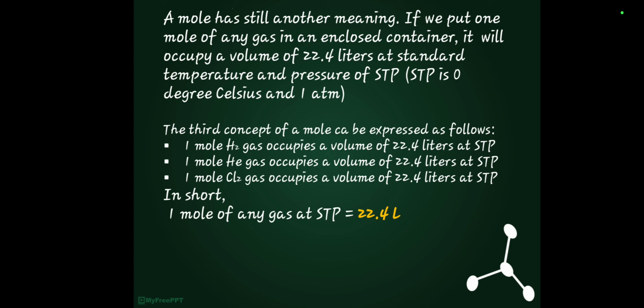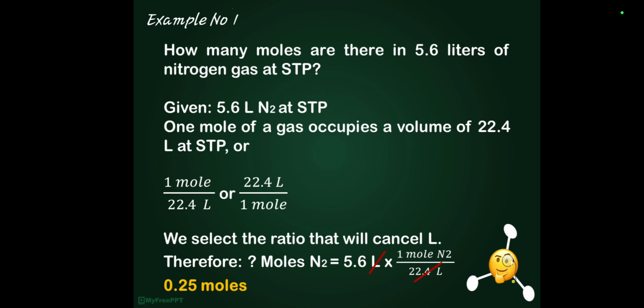And 1 mole of helium gas occupies a volume of 22.4 liters, and 1 mole of chlorine gas occupies a volume of 22.4 liters at STP. Again, 1 mole of gas is always equivalent to the same volume. Okay? So that is the difference between molar mass and molar volume, because molar mass is focused on the atomic weight, while here there is the involvement of gas. Okay? So now let's go to the example.